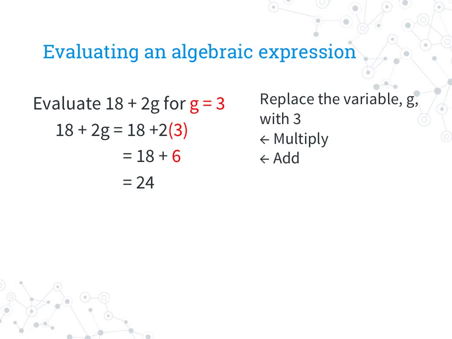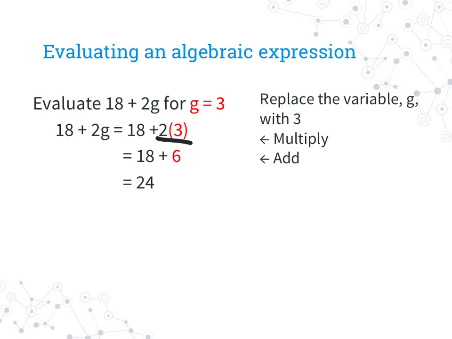Here we have an expression that says 18 plus 2g. But as you can see, it gives us a value for g. G is equal to 3. So in the equation, wherever we see a g, all we do is we plug in a 3. So instead of 18 plus 2g, we have 18 plus 2 times 3.